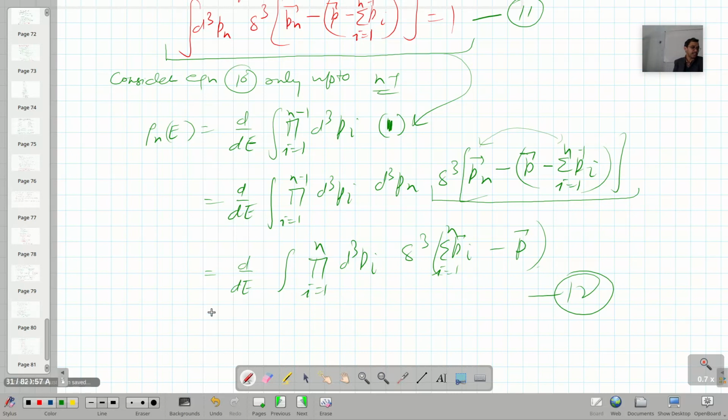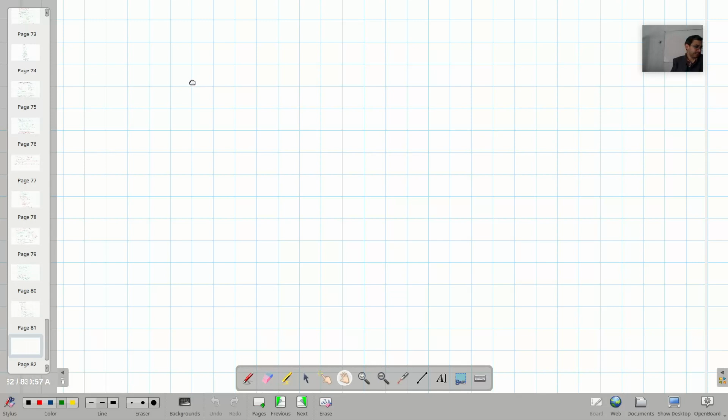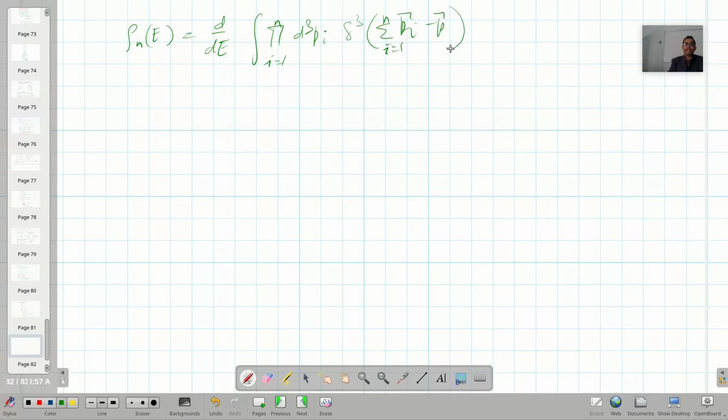So let us now introduce energy conservation to it. Let me rewrite this equation again. Therefore, what I got: rho N(E) is equal to d upon dE integral product i varies from 1 to n dq_pi and delta(summation i varies from 1 to n of p_i minus p). Let us call it equation number 12.